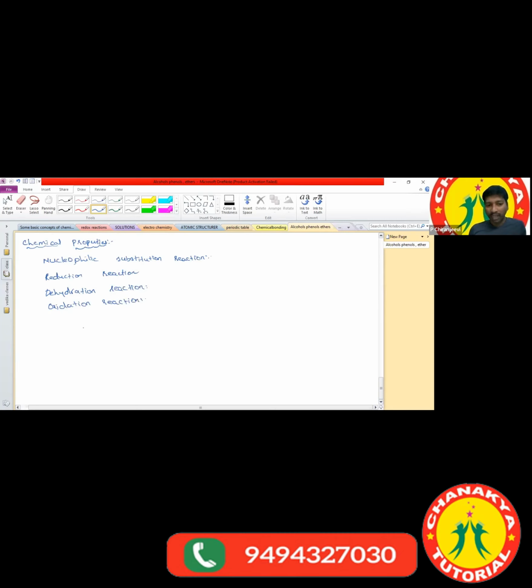In this, first I'm taking ethanol, C2H5OH. For the nucleophilic substitution reaction, I'll give one example. When the alcohol is treated with ammonia, NH3, what product does it form? It forms C2H5NH2. Amines are going to be formed.